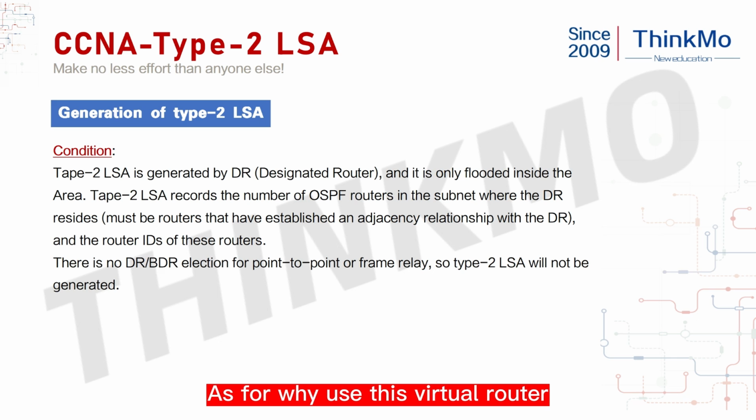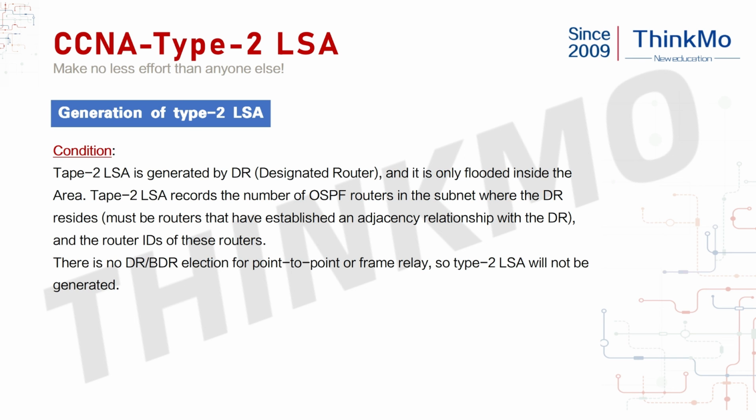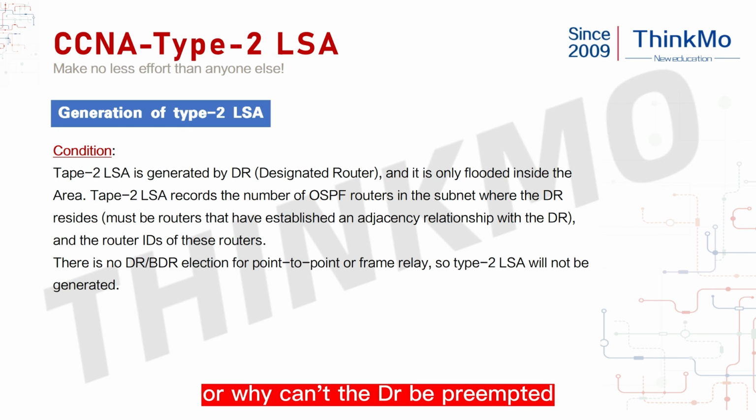As for why use this virtual router, or why the DR can't be preempted, welcome to my previous installments on pseudo-nodes. That's all for today.